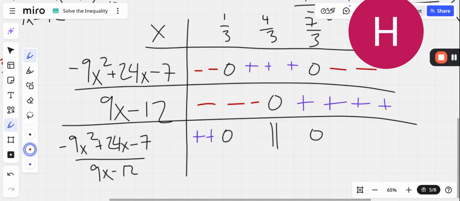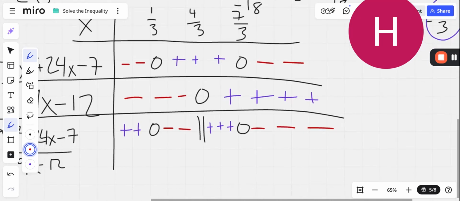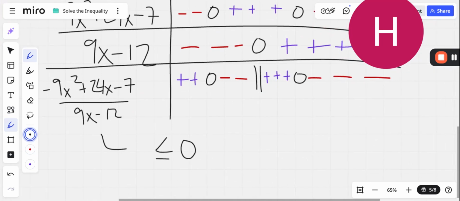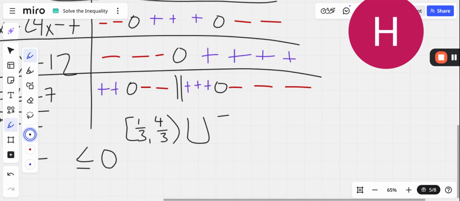And now we can use the chart as follows. Anything to the left of 1/3 gives us a positive. In between 1/3 and 4/3 gives us a negative. In between 4/3 and 7/3 gives us positive. And again, after 7/3 gives us a negative. So if we go back to see when this is going to be less than or equal to 0, in other words, negative or non-positive, that's going to include the point at 1/3, and it's not going to include 4/3 because there's an asymptote there. But we're going to unionize that with 7/3 all the way to infinity.